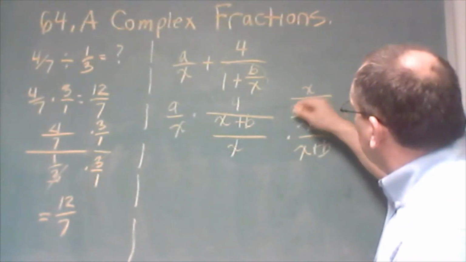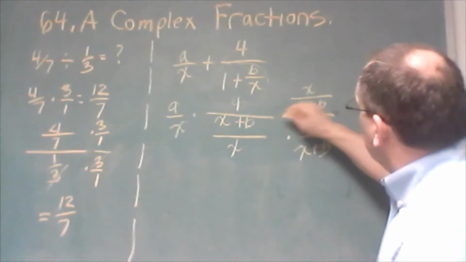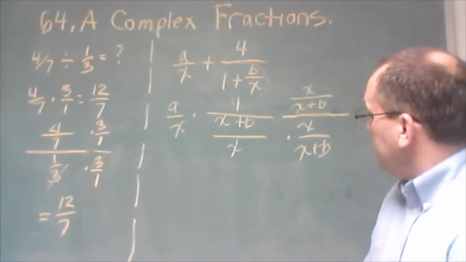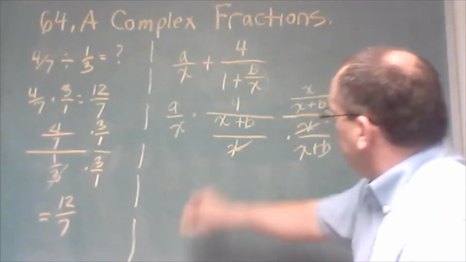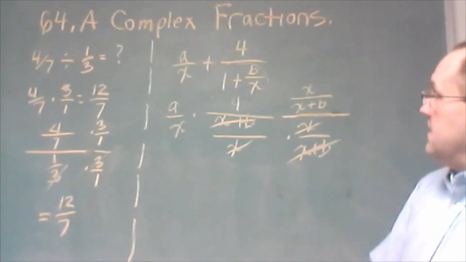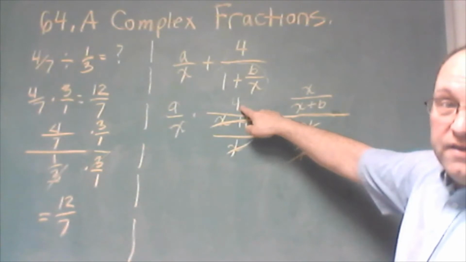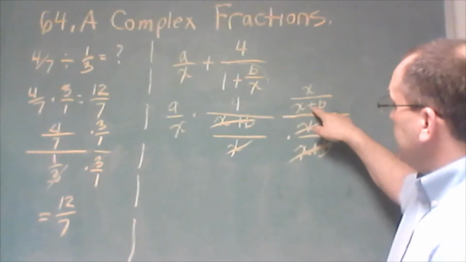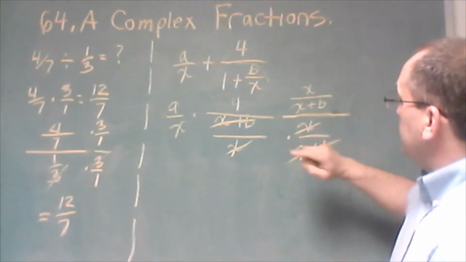Okay? And let me make this line a little bit longer. Okay? So effectively, what does that do? The x's cancel here in the denominator. The x plus b cancels in the denominator. We are left with the 4 times this expression in the numerator.